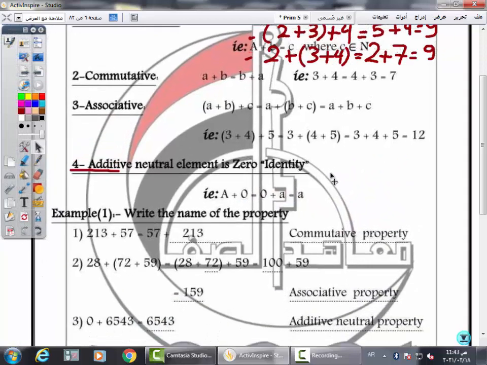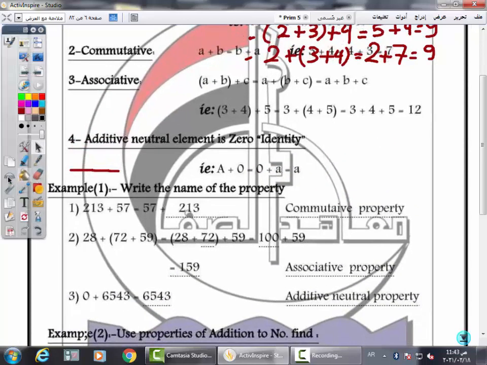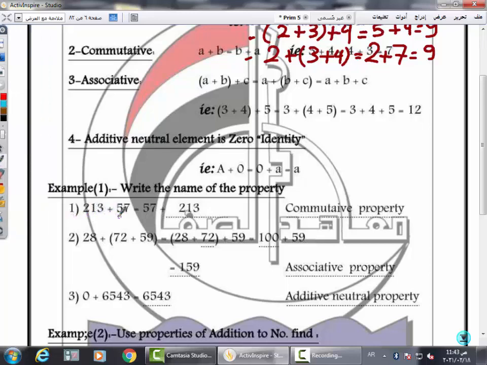If we have an example, write the name of the property. We have a problem and I want to find the name of the property. What's the name of this property? The first example, 213 plus 57 equals 57 plus 213. The same two numbers, 213 plus 57, and we change to 57 plus 213. This is called commutative.